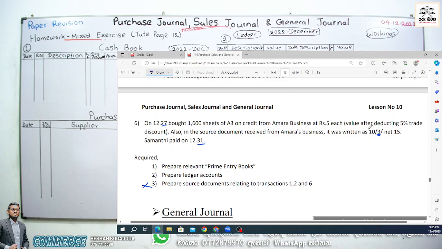Is Samanthi eligible for the cash discount? No, no cash discount. Why?